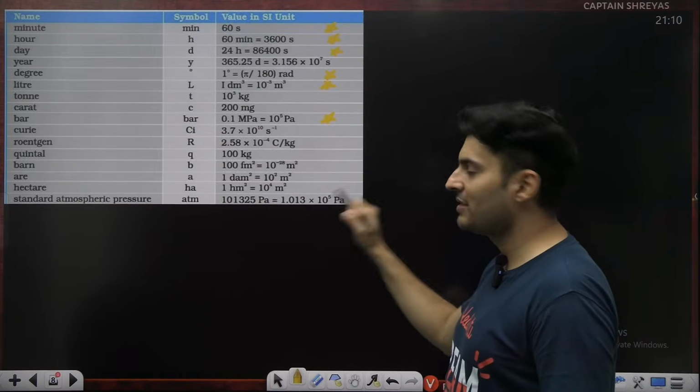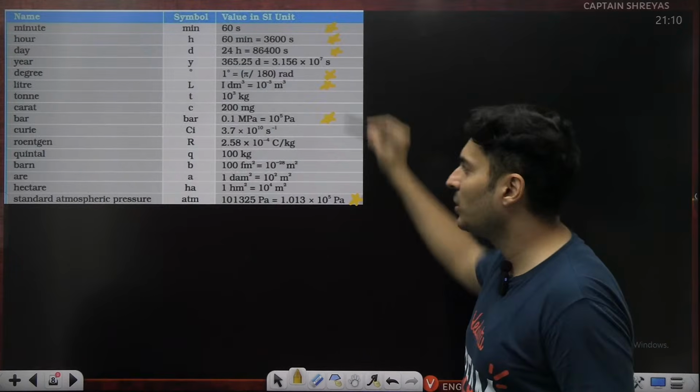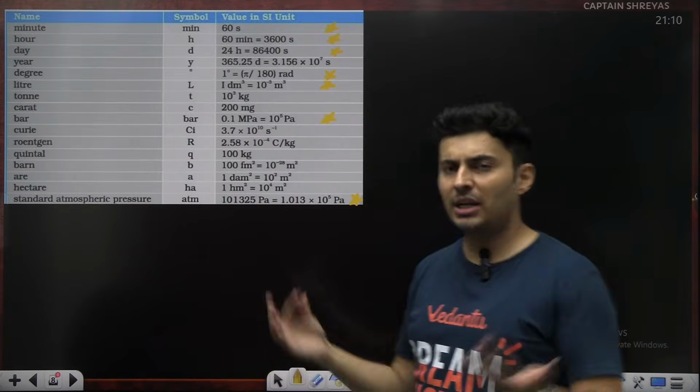Atmospheric pressure is 1.01 into 10 to the power 5. Again, this becomes important. So these are the only important things which you should know. Apart from that, everything else is pretty much standard.